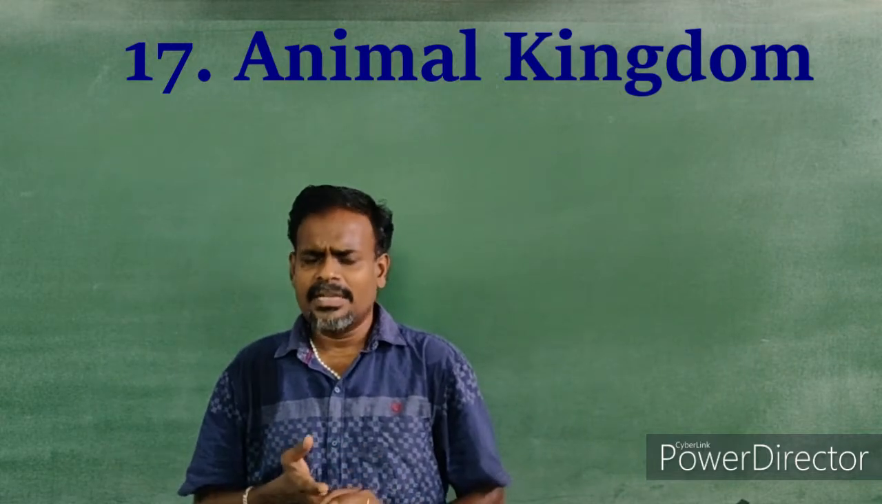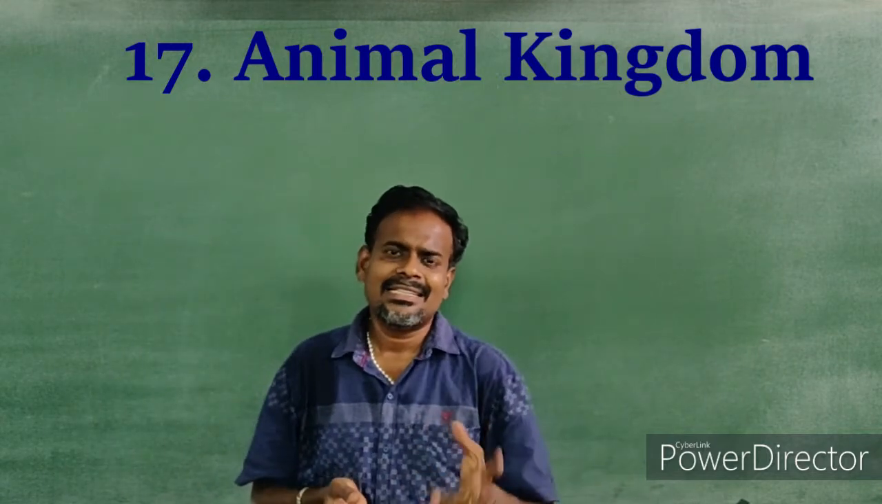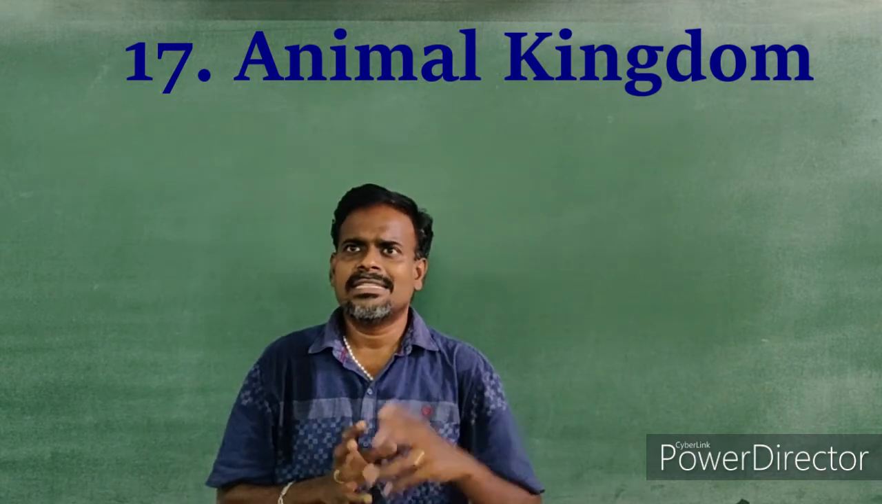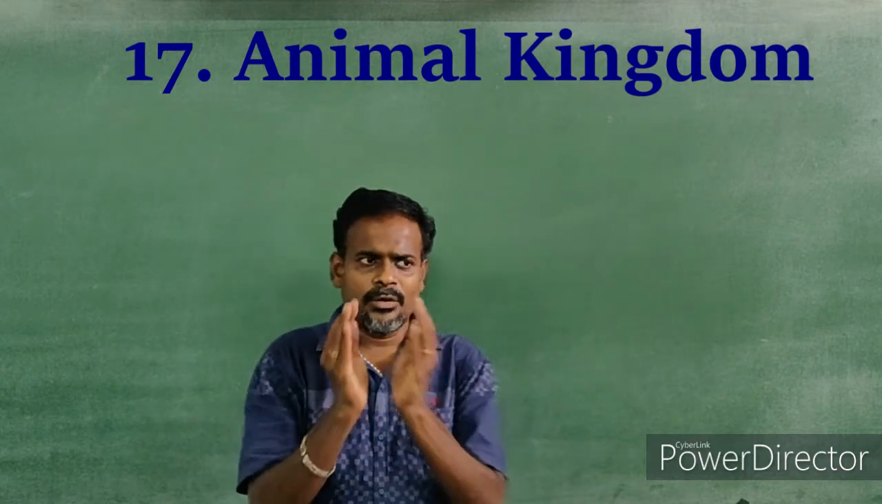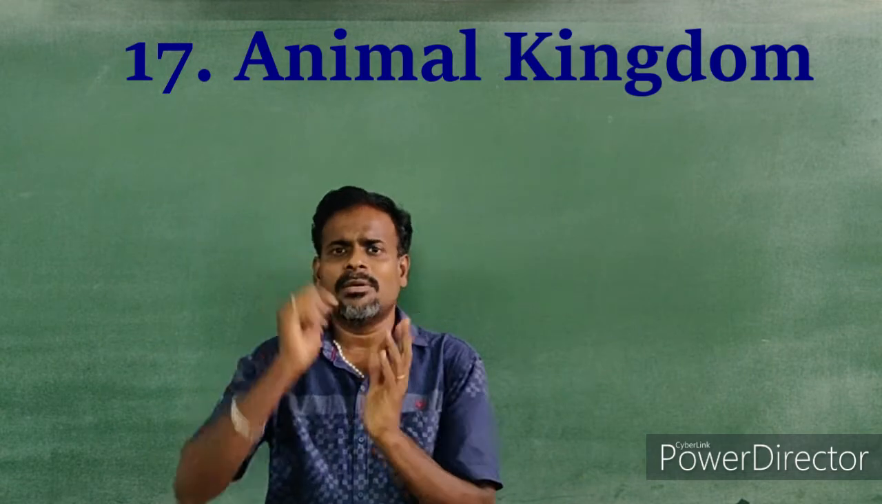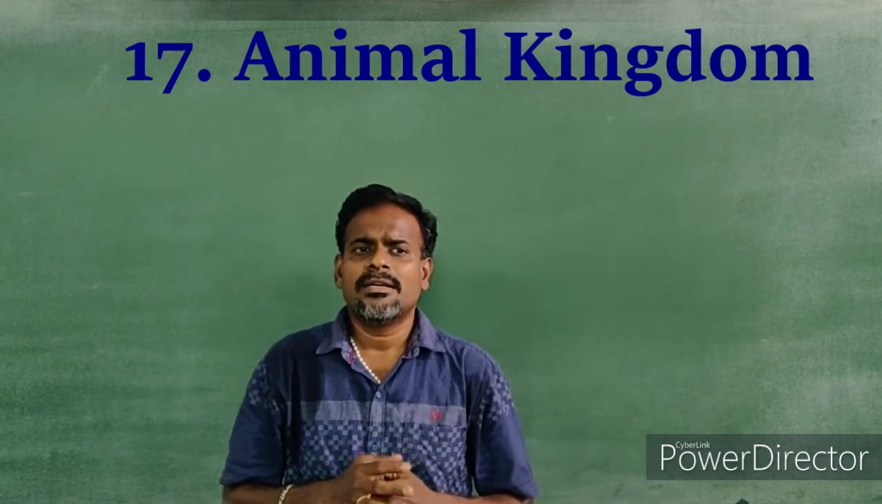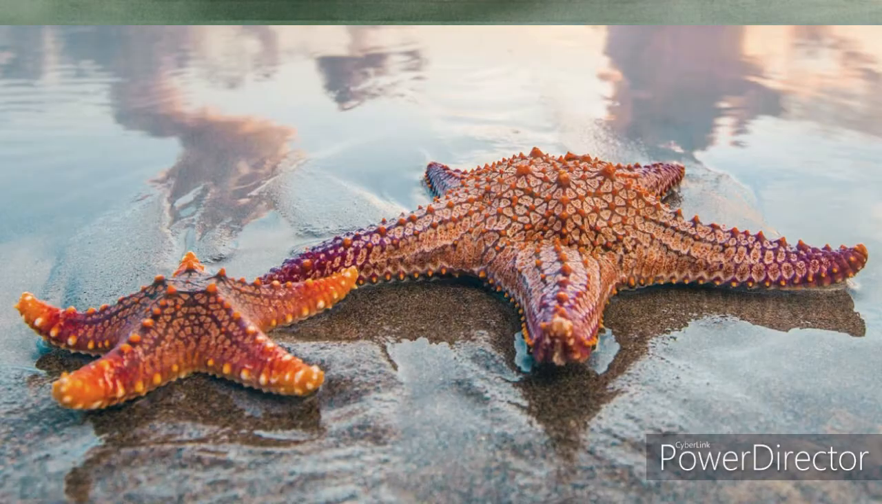The next is phylum Mollusca, none other than snail, which is found inside a shell. Those kinds of animals come under Mollusca, that is snails and clams, where you come across a shell inside which you find the living organism. The next is phylum Echinodermata, which has spiny structures, example starfish.